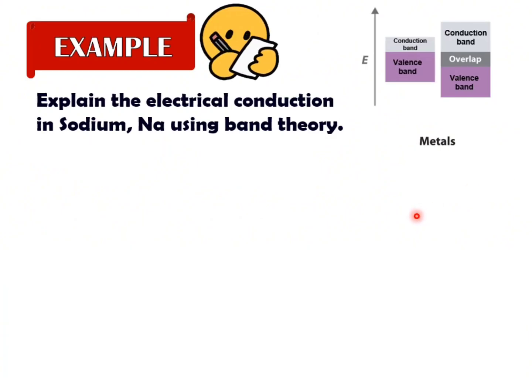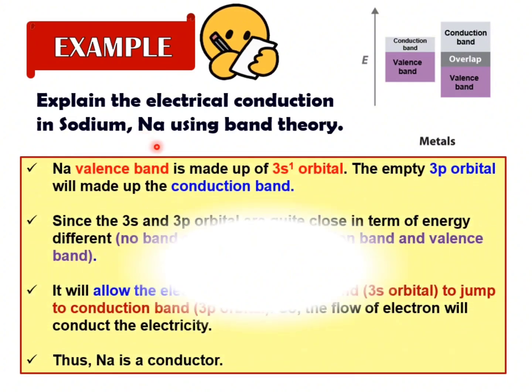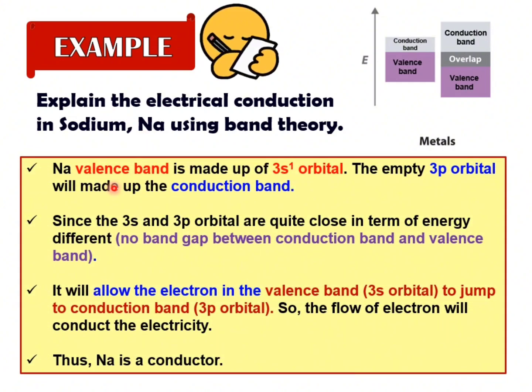Okay, now we look at this example, how to explain the electrical conduction in sodium using band theory. So actually just now saya dah explain sikit, but how to explain based on the band theory. Okay, we know that sodium is metal. So we know that metal can conduct electricity. How? The process by using band theory. So this is the explanation. So just now I'll show you the electronic configuration of sodium, and we know that sodium consists of valence shell which is 3s1. Okay, so this 3s1 orbital we call as valence band.